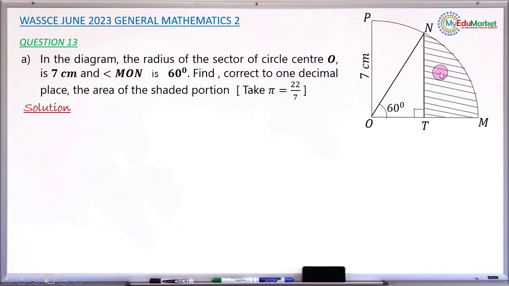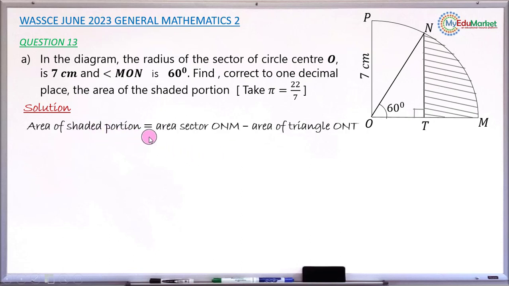I can take this ONM as another sector that has angle at the center 60 degrees and the radius also 7. If I can find the area of this sector, and also find the area of this right-angled triangle, then subtracting the area of the right-angled triangle from the area of this sector will leave me with the area of the shaded region. So this is what I'm going to do.